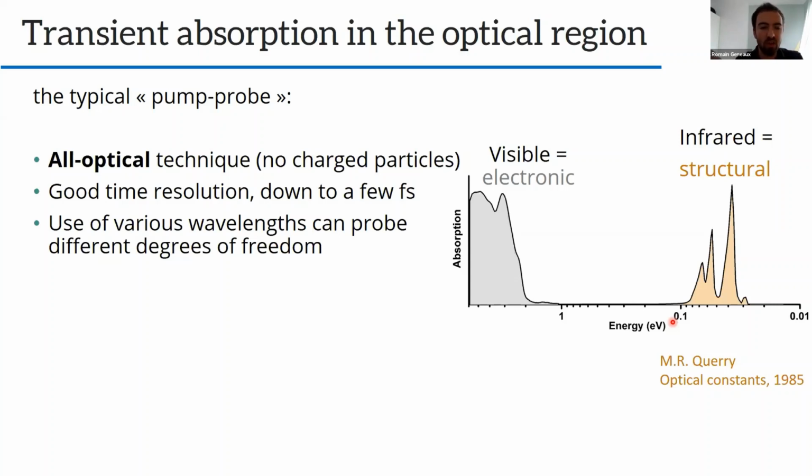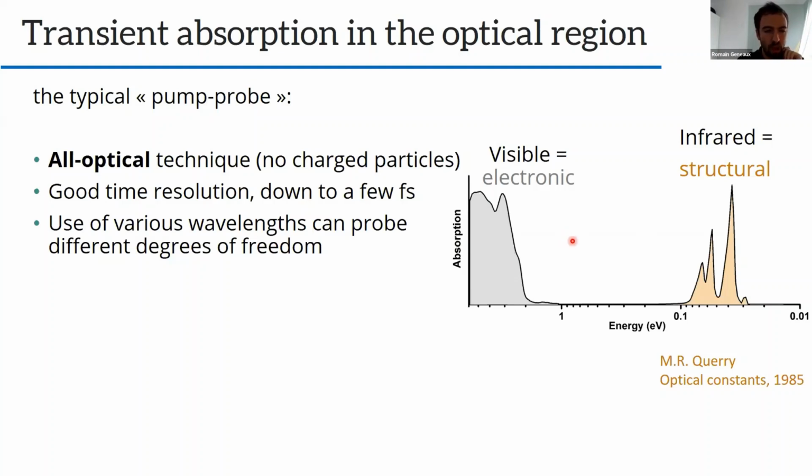The second interest of this technique is that you can use different wavelengths for your probe. So I've shown you a bunch of electronic properties first. And so if you use photon energies in the 1 to maybe 6 eV range, you're going to probe electronic properties. But if you use much smaller photon energies, like less than 0.1 eV, you're going to be able to probe some structural information like vibrations or phonon modes. And then by doing this, you can really see a lot of different aspects of the dynamics that you are interested in.